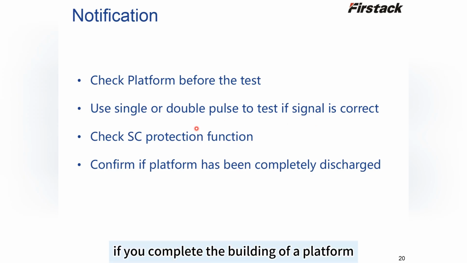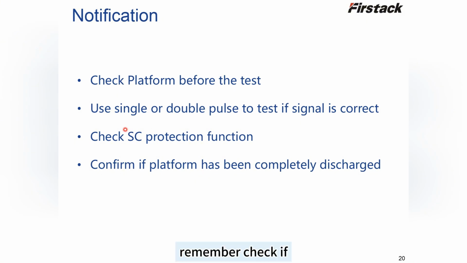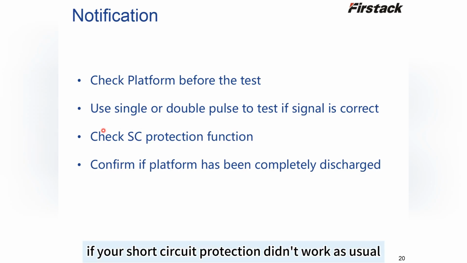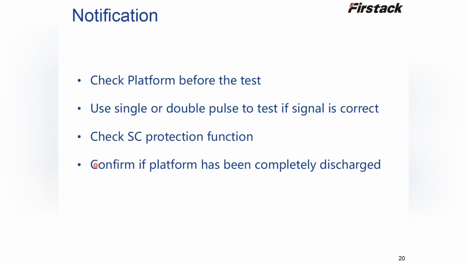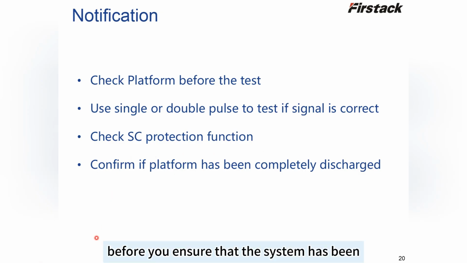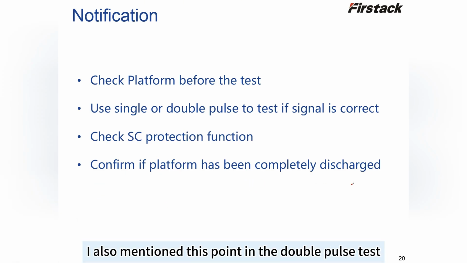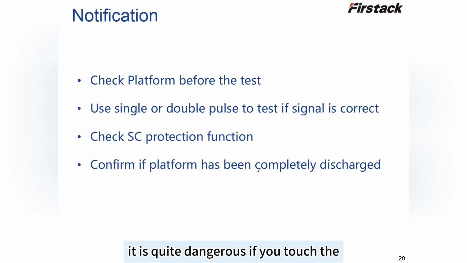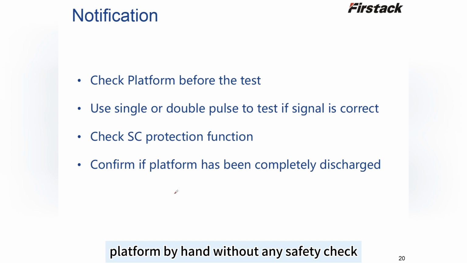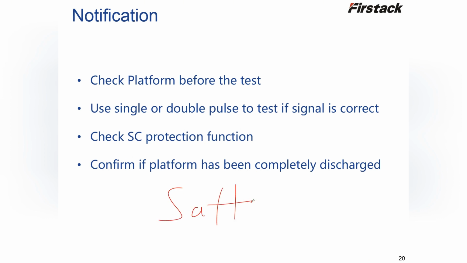And for the SC test, if you complete the building of the platform, remember to check if short circuit protection runs. It is very important to do that step. Otherwise, you will see an explosion if your short circuit protection doesn't work as usual. Another suggestion is that never touch your platform before you ensure that the system has been completely discharged, especially in the short circuit test. I also mentioned this point in the double pulse test. It is quite dangerous if you touch the platform by hand without any safety check, so please remember.